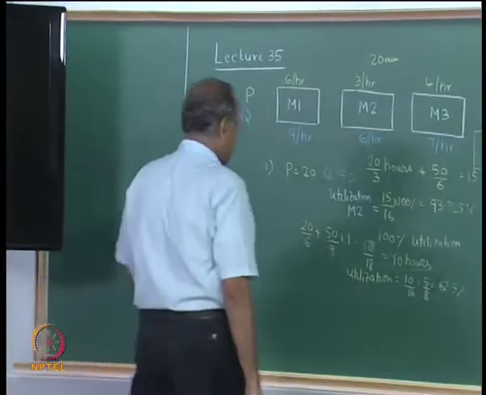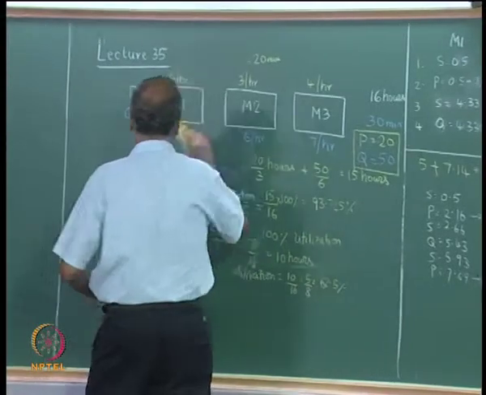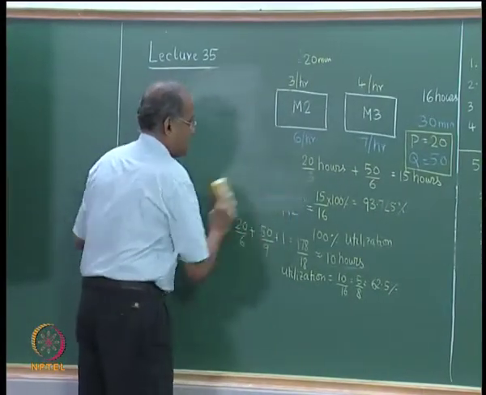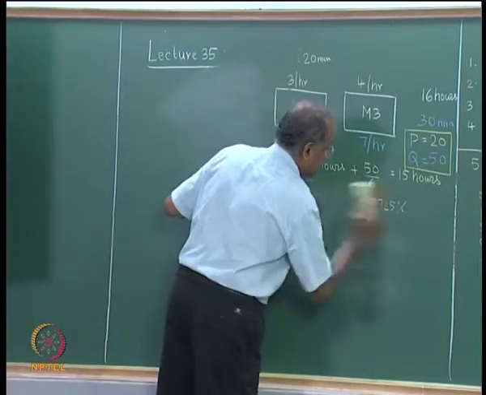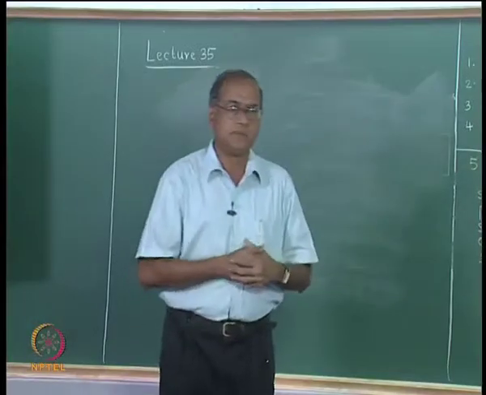Now we get into issues of actual control, and how do we manage to do that through what is called the drum buffer rope example. Now the drum buffer rope example is one that is given in the book called The Goal, and the concept is introduced in a very interesting manner.